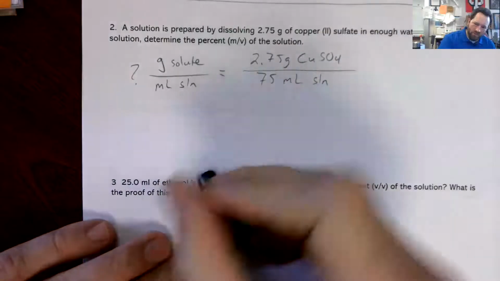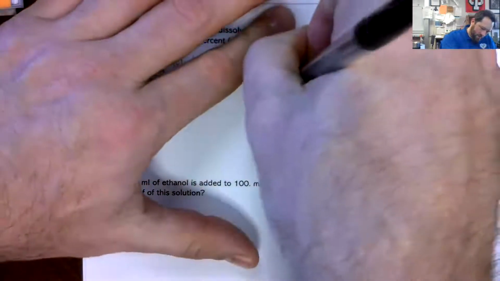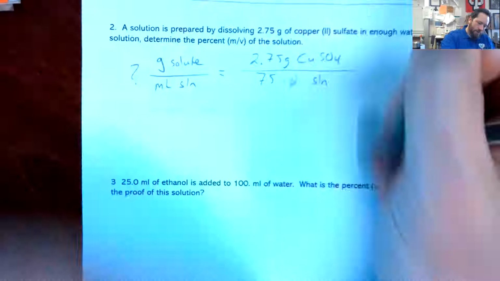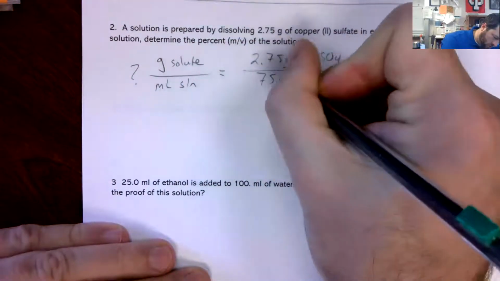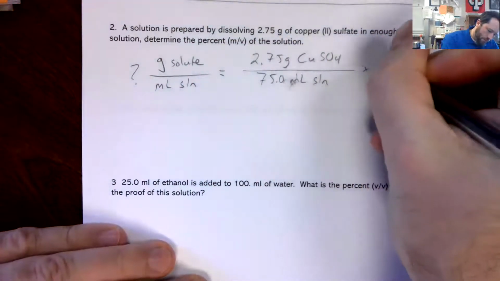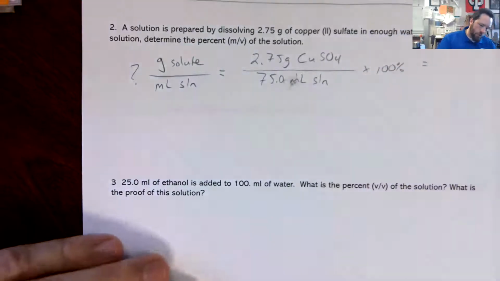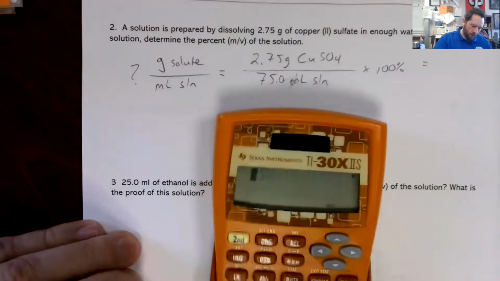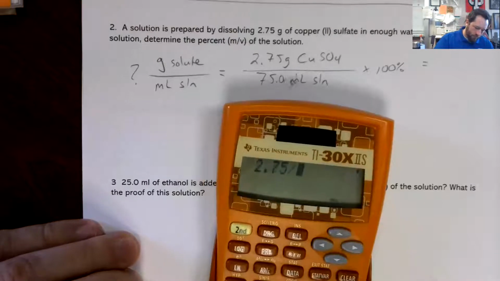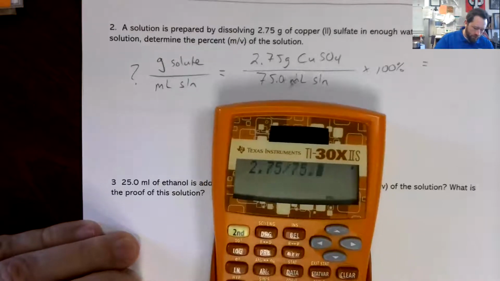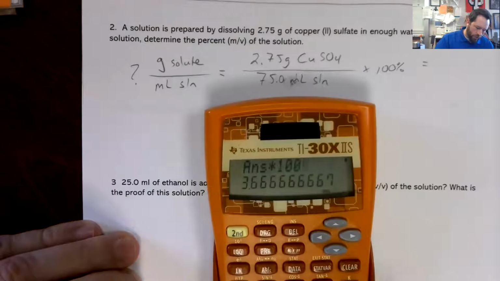Sorry, there should be a 0.0 at the end of that. Try to cram that in here, 75.0 milliliters. Multiply it by 100% because we were looking for a percentage there. Hey, we're ready to calculate. 2.75 divided by 75.0 times 100%.